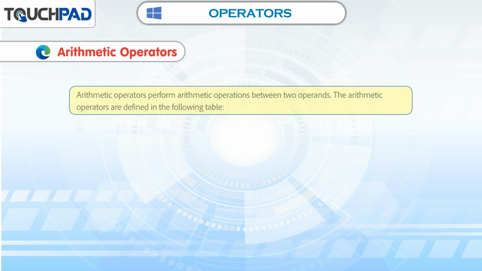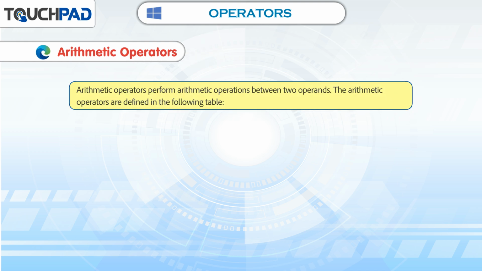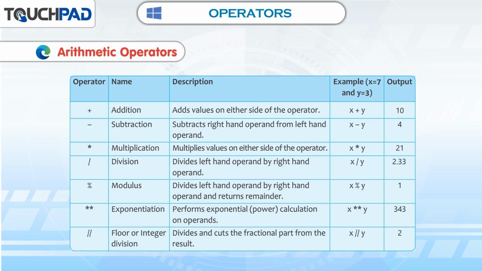Arithmetic operators. Arithmetic operators perform arithmetic operations between two operands. The arithmetic operators are defined in the following table. Operator, name, description, example. x = 7 and y = 3. Output. Addition: adds values on either side of the operator. x + y, 10. Subtraction: subtracts right-hand operand from left-hand operand.